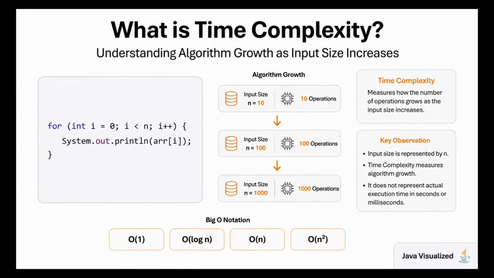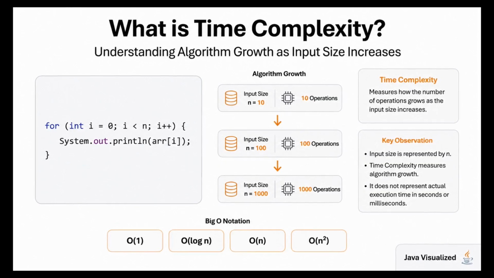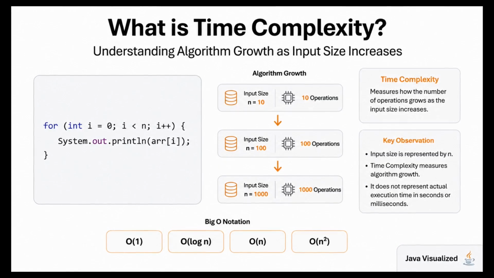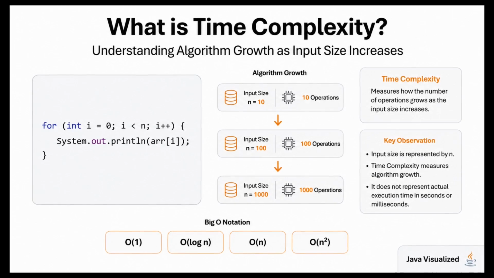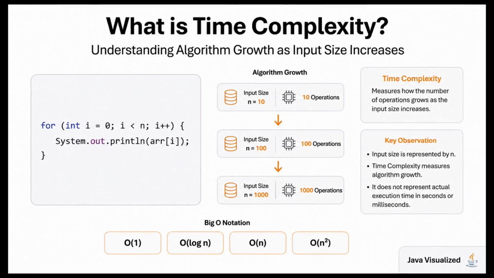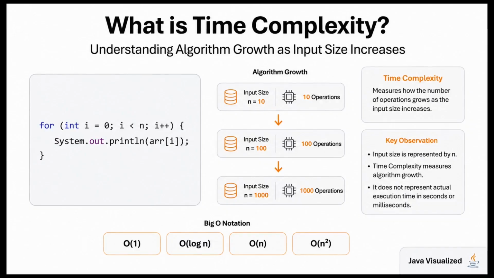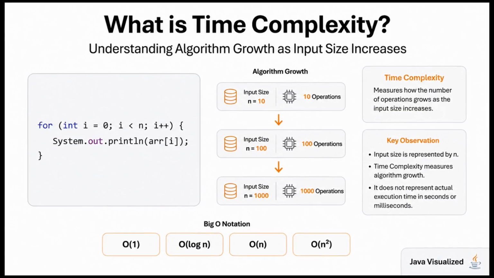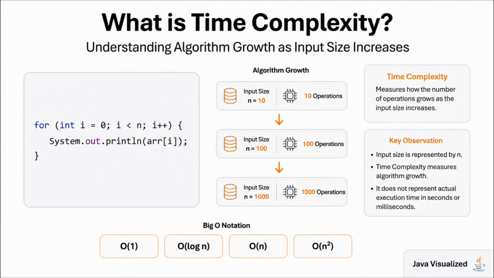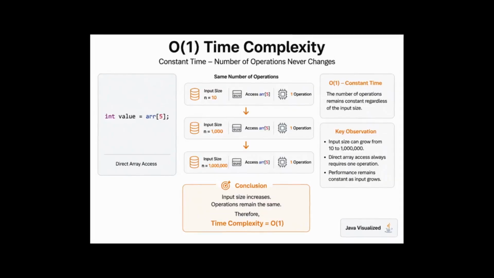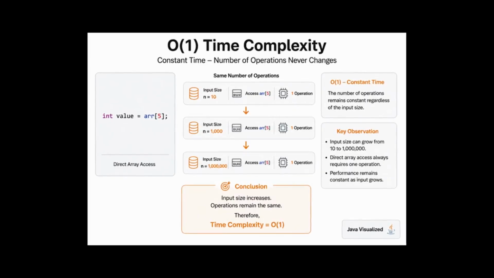We express this growth using big O notation, such as O of 1, O of log n, O of n, and O of n squared. Understanding time complexity helps you compare algorithms based on how efficiently they scale as the input size grows. Let's start with the simplest.